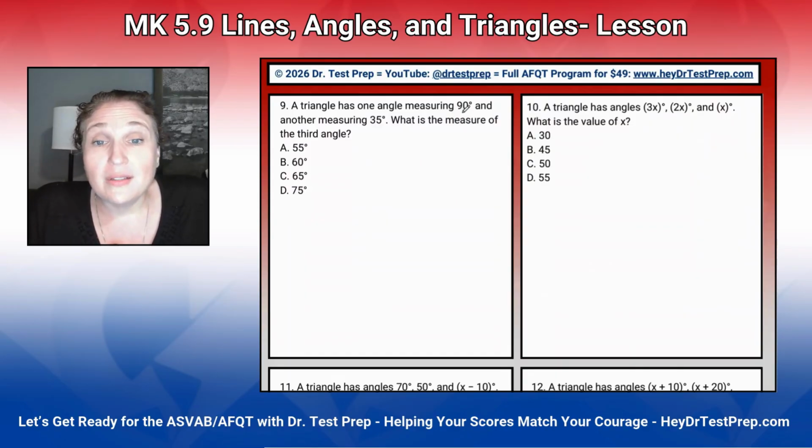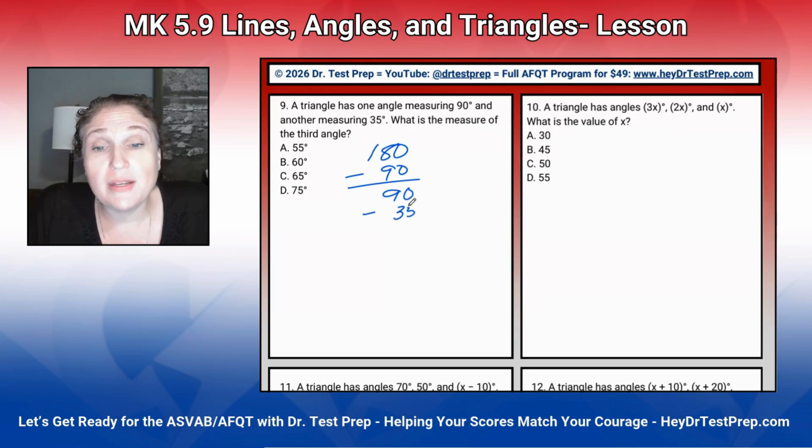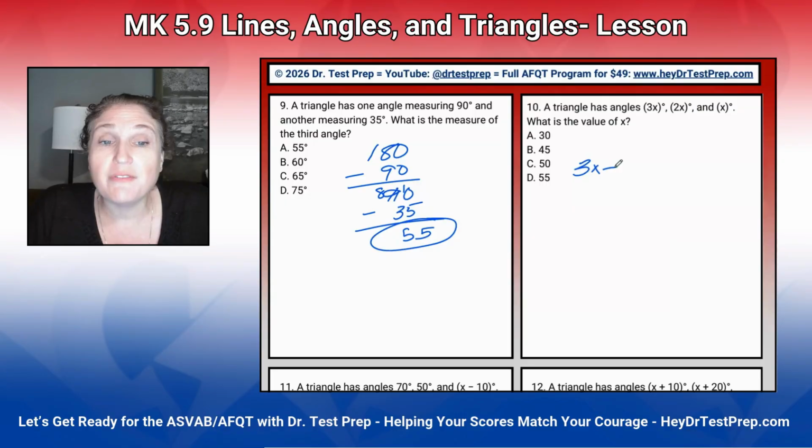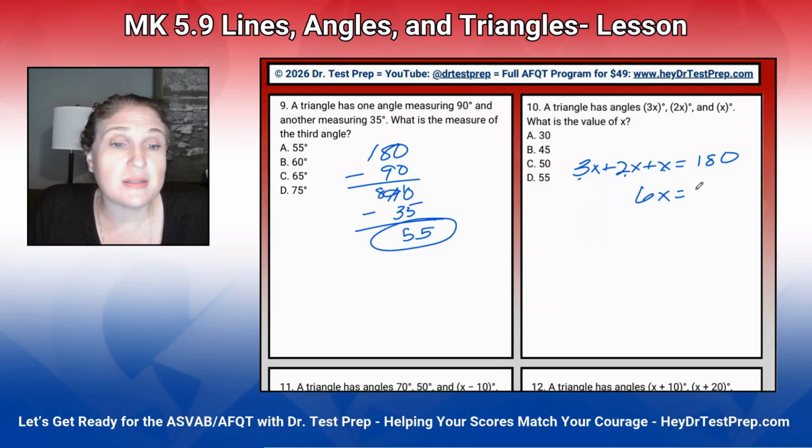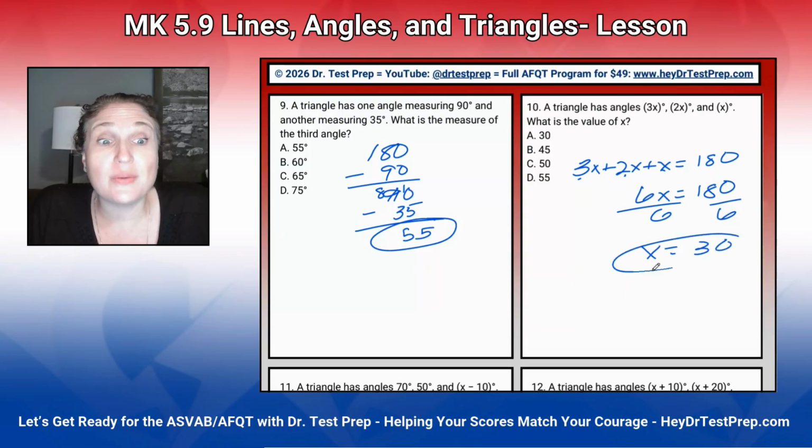All right, a triangle has one measure of 90 and one measure of 35. These are just numbers, so we can do 180 minus 90 is 90, minus 35, again got to borrow, and get 55. Okay, this one isn't like that. These are variables, so we have to do it the longer algebraic way. 3x plus 2x is 5x, plus 1 more x is 6x. Divide both sides by 6 and get x equals 30.